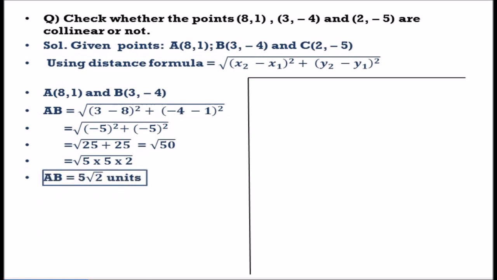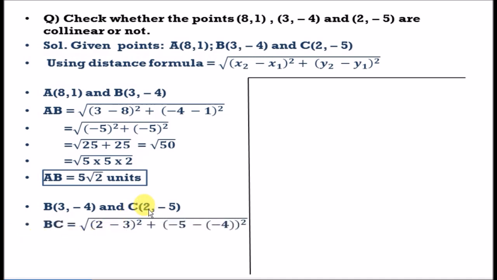Now let's calculate the other distance, that is between B and C. B is (3, -4) and C is (2, -5). So BC will be second point minus first, that is C minus B. (2 minus 3) whole square plus (-5 minus -4) whole square, as 4 also has a negative sign and one negative sign is from the formula. So BC will be 2 minus 3, 3 being the bigger number, minus sign will carry on, minus 1 whole square, and -5 minus -4, minus minus is plus. So the sign for 4 has changed to plus, minus into minus is plus, whole square.